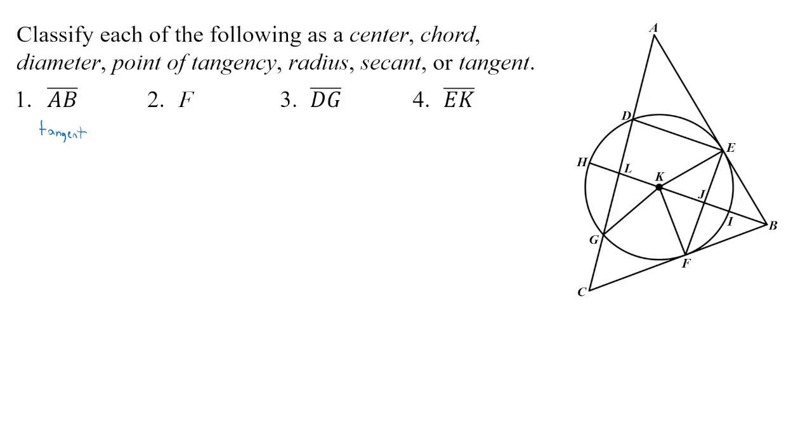Next, we have point F. Okay, so there's point F right here. And as you can see, line segment BC intersects the circle only at F. Therefore, F would be a point of tangency.